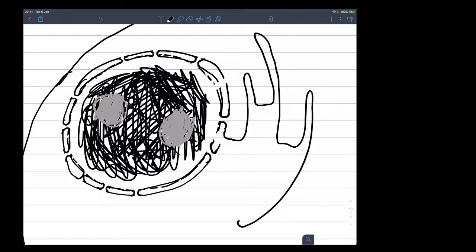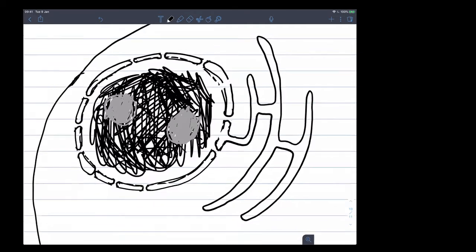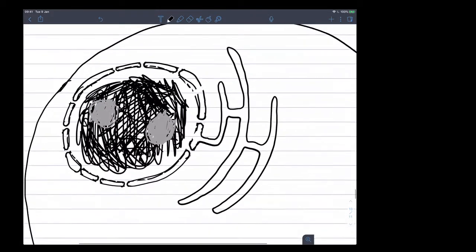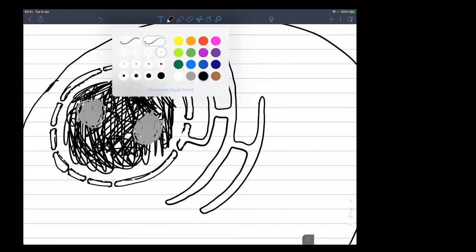I won't draw it too complicated, but something like that. Okay, so it's the membrane of the nucleus that actually extends out to form the rough endoplasmic reticulum. And the structure of the rough endoplasmic reticulum is to be described as a series of interconnected, flattened, membrane-bound sacs.